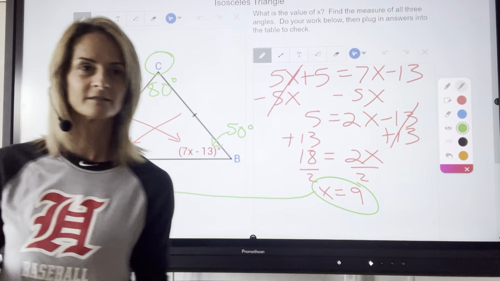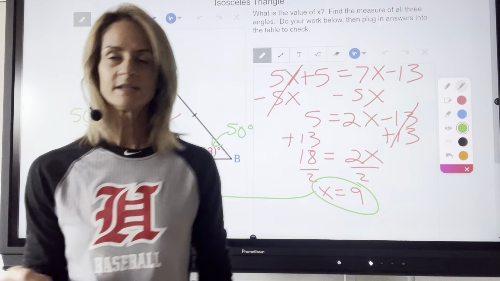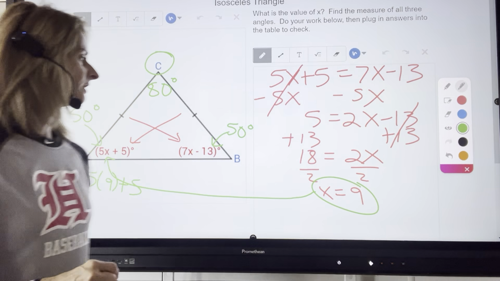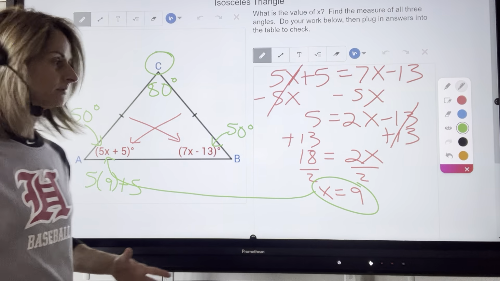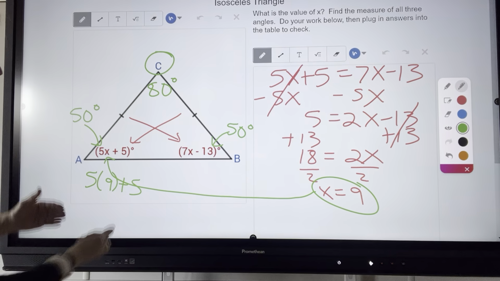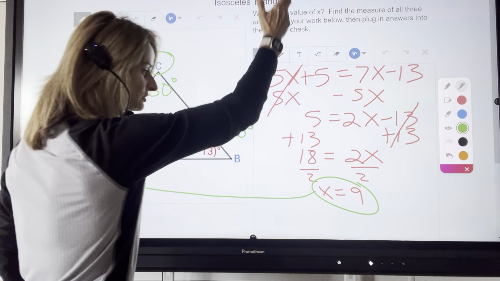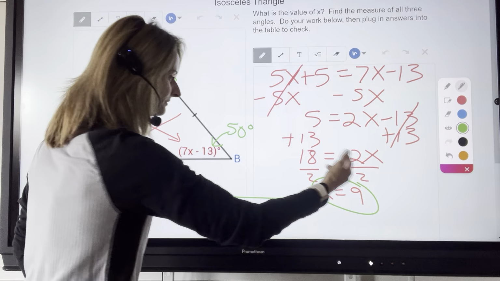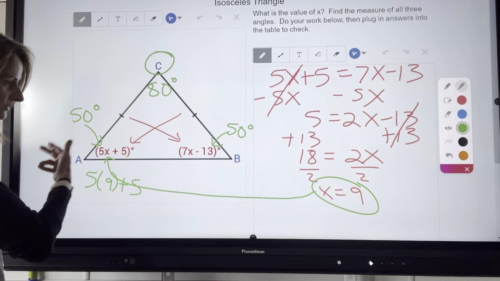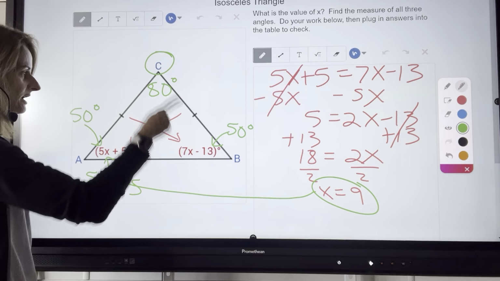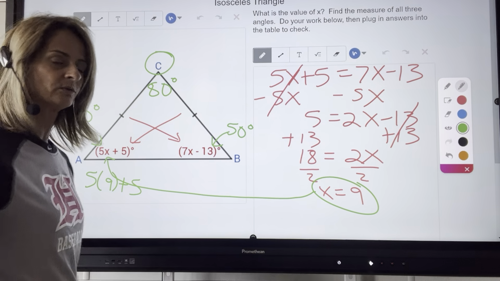Any questions on how to solve for x? There's a lot going on in this problem. We had to use the base angles theorem to even know that these base angles were the same. Then we had to set them equal to each other and solve for x. We had to plug the x back in, know that these values are the same, and then use the triangle sum theorem to figure out the missing angle.